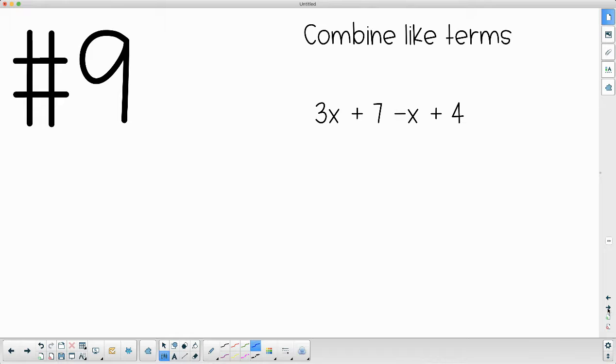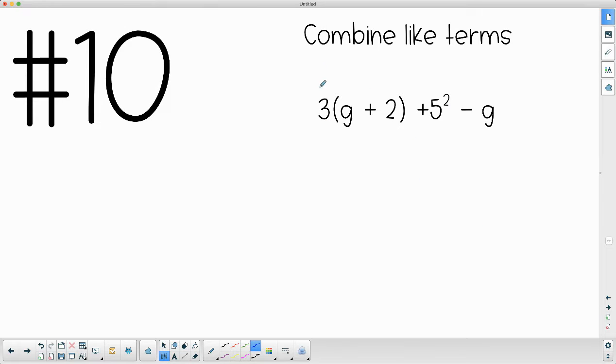Number 9, we've got 3x plus 7 minus x plus 4. So no parentheses to do first. So we're going to look for things that are in common. So here we have 3x minus an x is going to go first. And here we have 7 plus 4 is going to go second there.